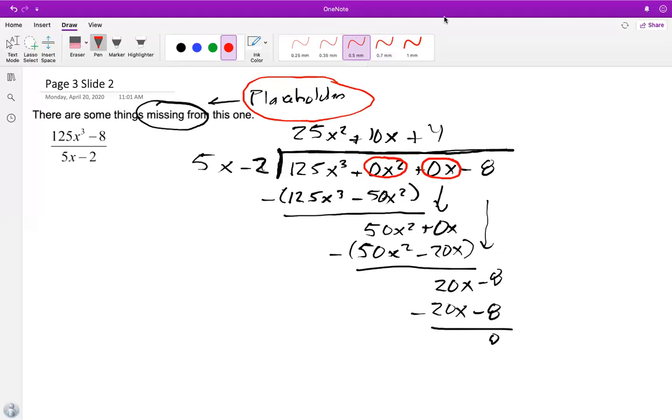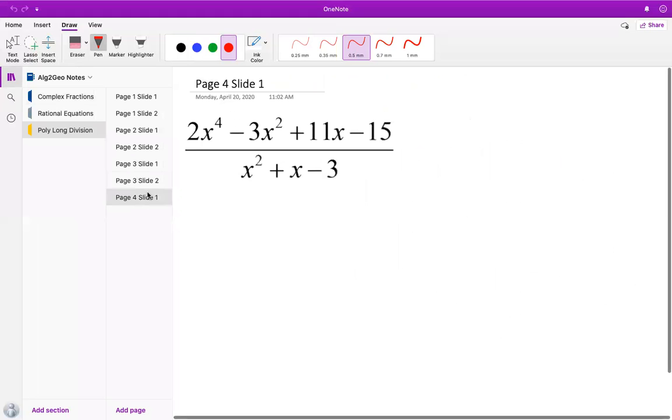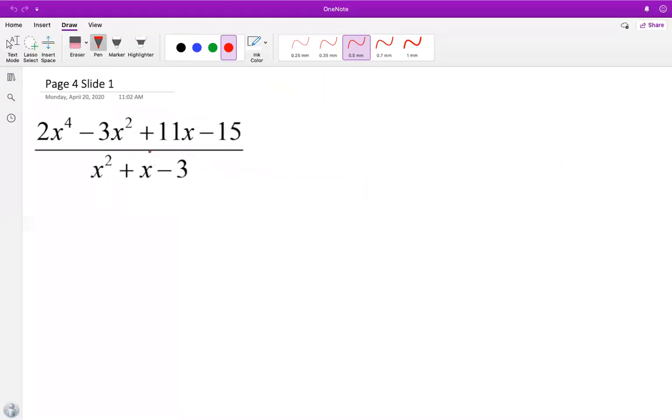So, you see what the next page was? All right, it's just one more example. This one, the divisor is a trinomial. I'll do this one real quick. There's nothing really that much different about this except that it's longer.